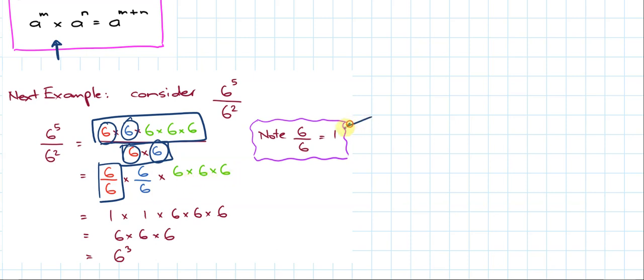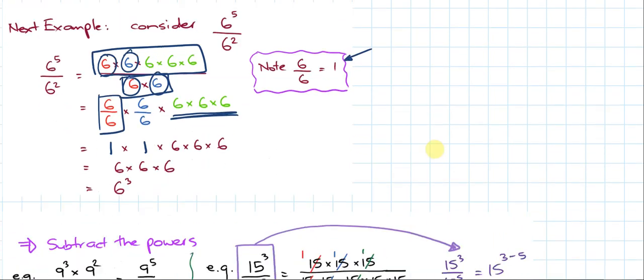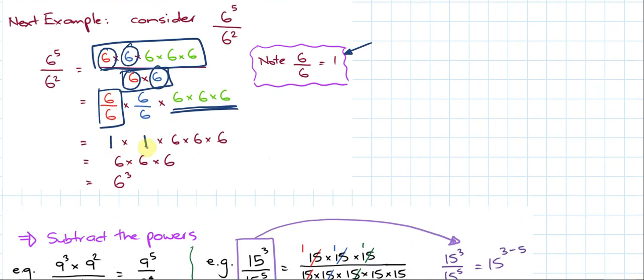So the note here is that any number divided by itself is always equal to 1. So that 6 divided by 6 will be 1. That 6 divided by 6 will be 1, and then you're just left with those 3 6's multiplied together. So you end up with 1 times 1 times 6 times 6 times 6, which gives us that line of working, which we can immediately see is the same as 6 to the power of 3.